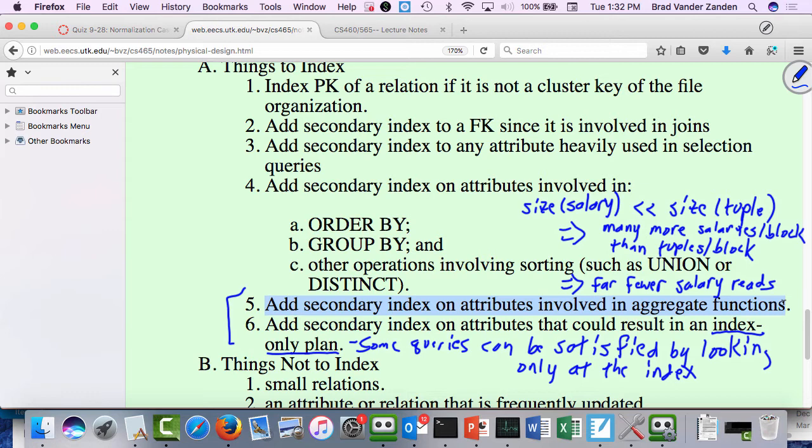So that's called an index-only plan. You look only at the index to solve the query. If you're doing count, that's good to look at the index. If you're doing total, that's good to look at the index. If you're doing average, all of those aggregate operations can be solved by looking only at the index. It's far faster to look at the index. So generally, we add a secondary index on attributes that are frequently involved in aggregate operations because those operations can be solved only by looking at the index.